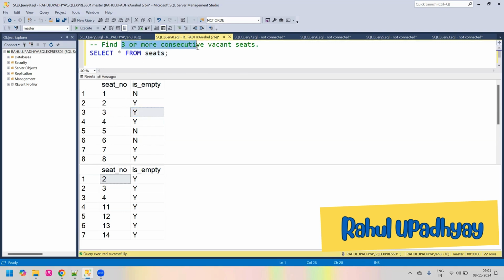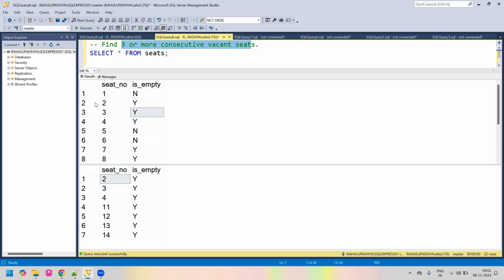So we need to find out three or more consecutive vacant seats. If there are three or more seats in serial order that are empty, we need to report that in the output. As we can see in the input, we have seats 2, 3, 4, three consecutive seats which are empty. So we will be reporting these in the output.